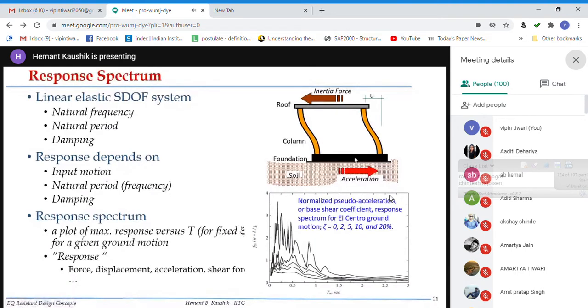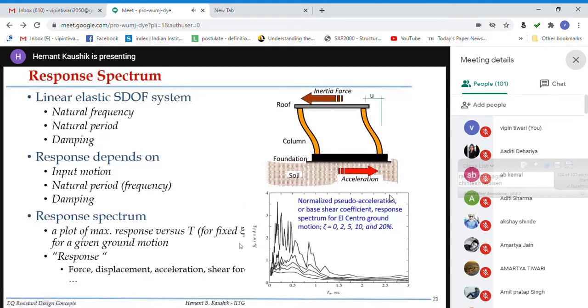This single degree of freedom system is fixed at the base on the foundation. And like you already know, the acceleration now acts at the bottom. Okay, so when the acceleration acts at the bottom, you have the inertial force at this slab level, right? Because the mass is located here, so mass times acceleration will give you this inertial force. Now the response of the single degree of freedom system depends on this acceleration, the input motion. It depends on its natural characteristics, so the natural period or the frequency. It also depends on the damping.